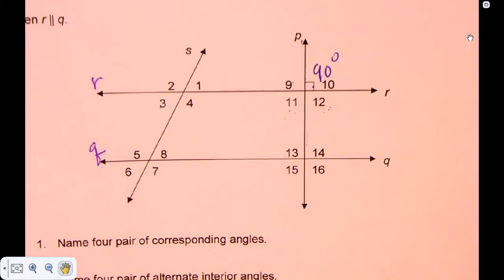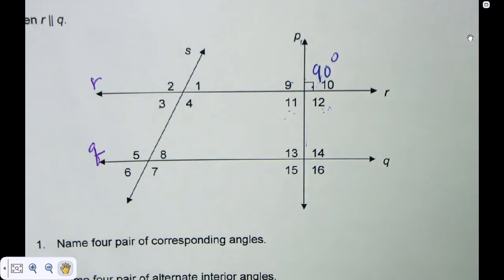If I tell you that angle 1 is 50 degrees, don't say anything. If I tell you angle 1 is 50 degrees, what is angle 8? Why is it 50? It's corresponding. I need to hear that word. It's a corresponding angle to 1. So 8 is 50 also. What is the measure of angle 2? Why is it 130?